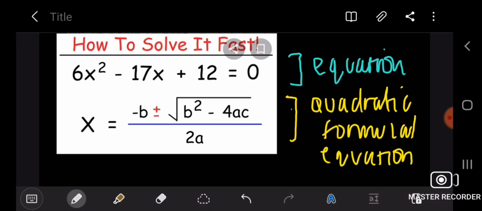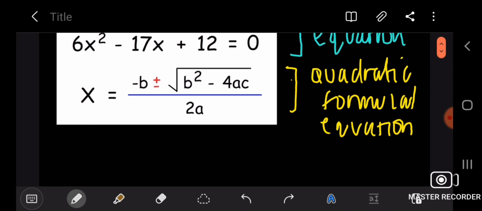So today we're going to be learning about the quadratic formula. First I want to show you the quadratic formula and what the equation is. This is the quadratic formula where the arrow is drawn, which is what you're going to use to solve the equation that is given, which is 6x squared minus 17x plus 12.